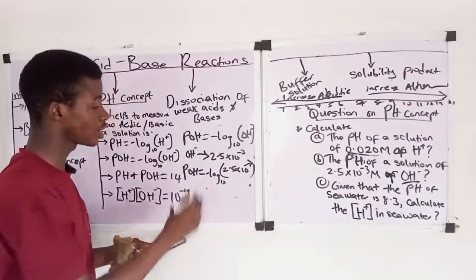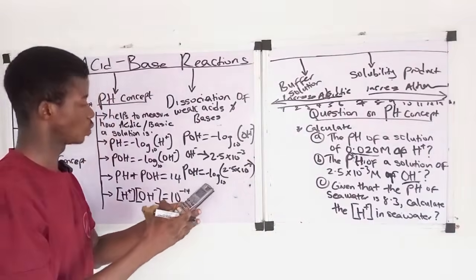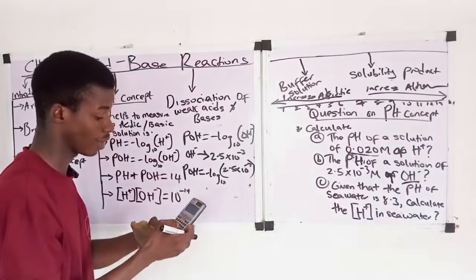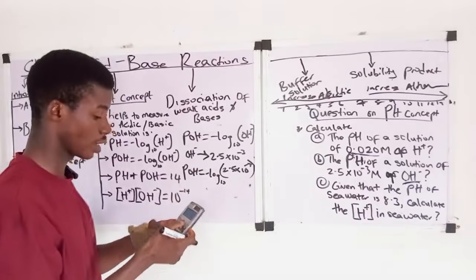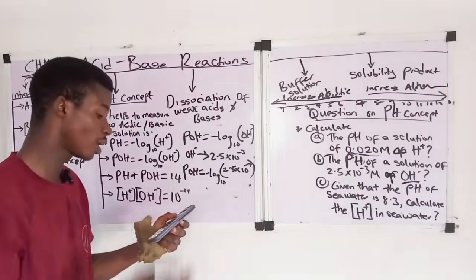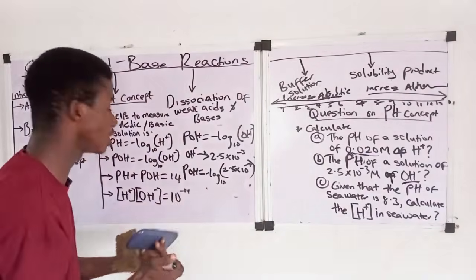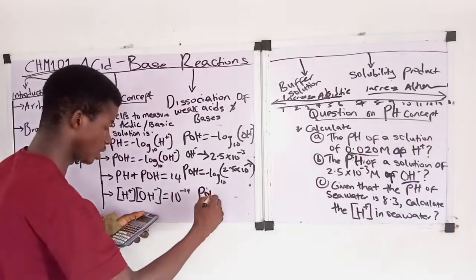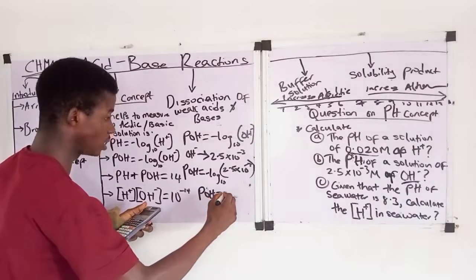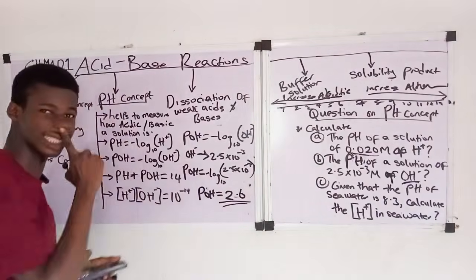Just do it like this in your calculator: negative log, then 2.5 times 10 raised to power minus 3. You will get the pOH, which is 2.6. So our pOH is 2.6. Are we done yet? No.